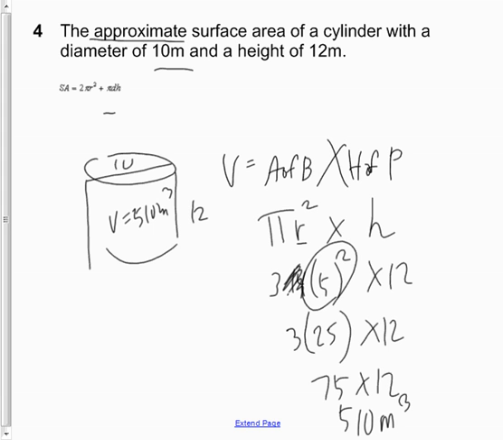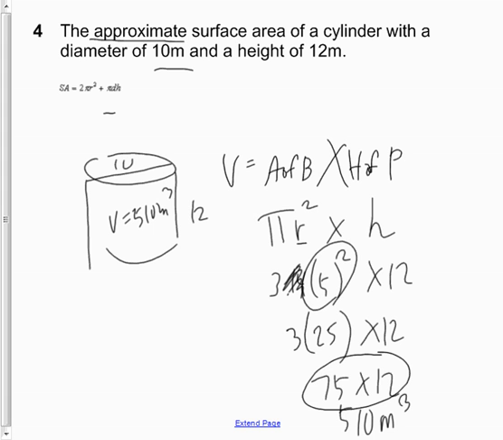Why did no one stop me? How did we get this right? What did I calculate? How did I get the right answer? Oh, because 75 times 12 isn't 510. Oh. I just looked at the answer. I got volume. Why didn't someone stop me? I just did that whole thing. I have to stop this whole thing now.